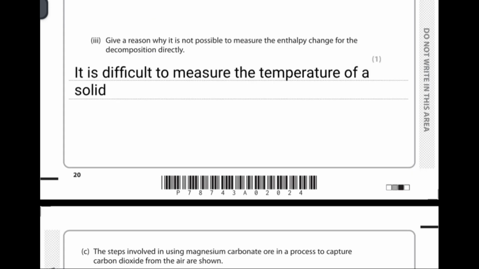Roman number 3, give a reason why it is not possible to measure the enthalpy change for the decomposition directly. So what is the reason for that? The reason is we cannot measure the temperature change of a solid accurately, right? So the answer is it is difficult to measure the temperature of a solid.